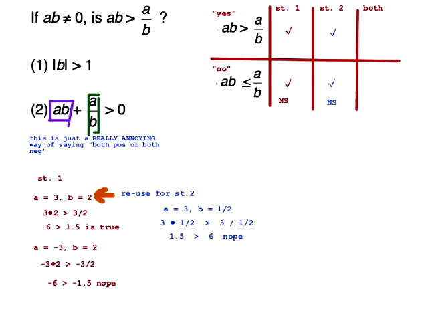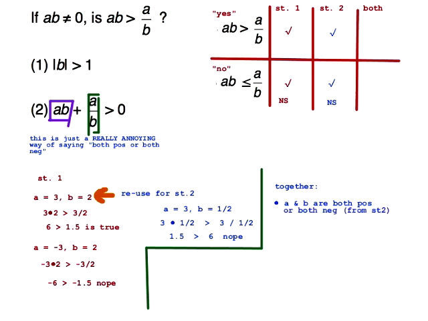All right, so we've got to combine the statements together. Together, here's what we know. We know that A and B have the same sign, both positive or both negative, from statement 2. And we know that the size of B is more than 1. B is more than 1 or less than -1.